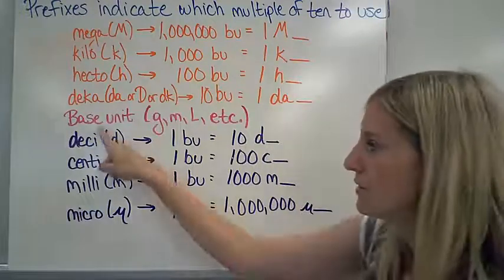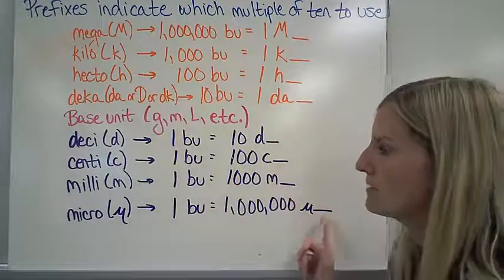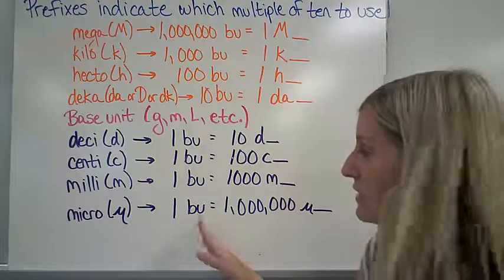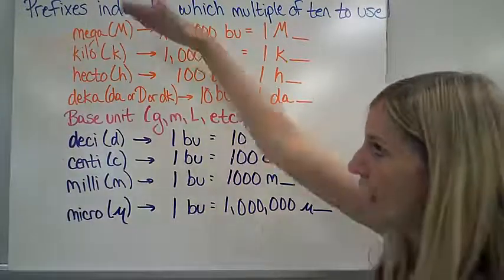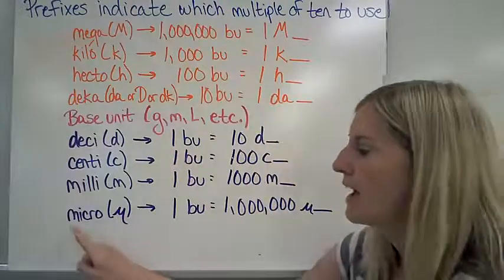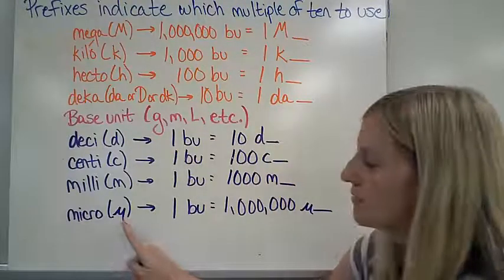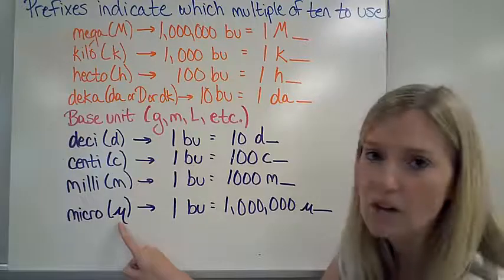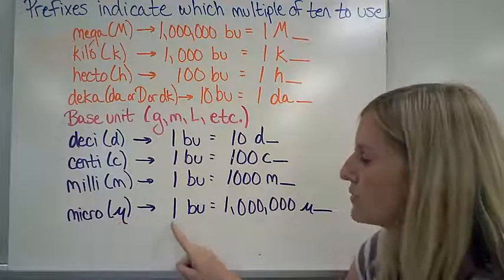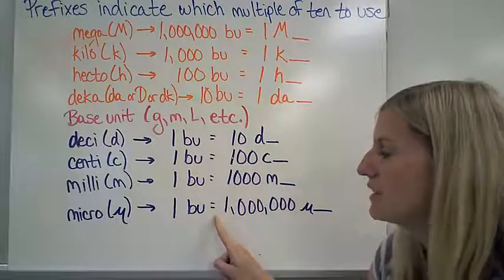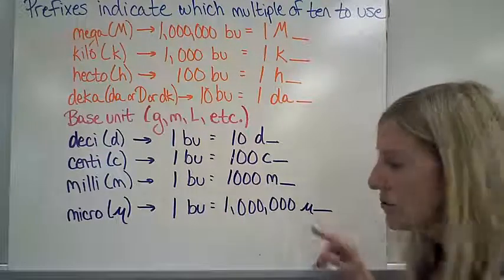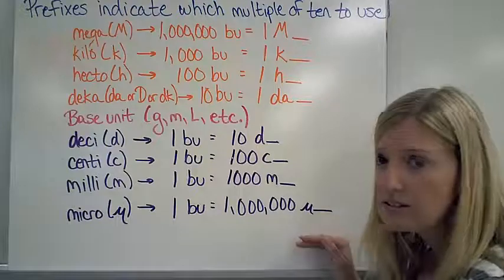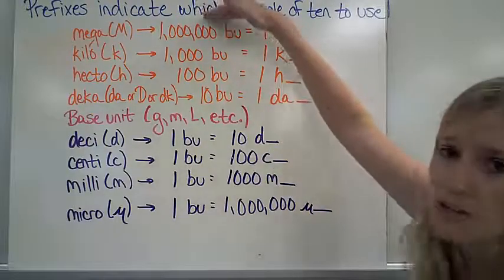Any of these base units could go into these spaces. And any of those base units can go where it says BU. BU is for base unit. On the opposite end of the spectrum, I have micro, which is represented by a Greek symbol called mu. If I have just 1 gram, that is equal to 1,000,000 micrograms. So very, very, very small units up to very, very large units.